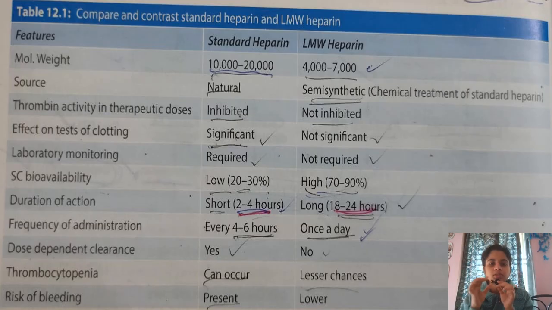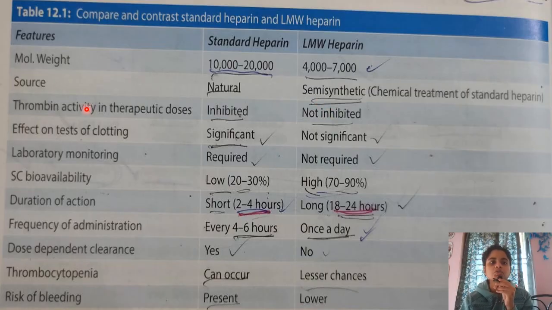Coming to this table, this is a very important table. By this only you will be able to know the difference between standard heparin and LMWH. I'm sorry, I have underlined this with pen. I have taken the picture from one book. So coming to the molecular weight, as I've told you, the molecular weight of unfractionated heparin is around 10,000 to 20,000, whereas LMWH is around 4,000 to 7,000.